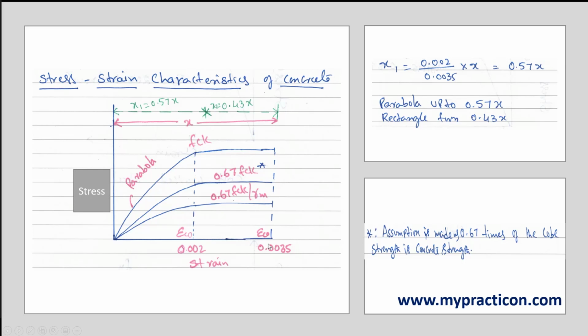The first curve is based on experimental results, and the code recommends 0.65 fck, or 0.67 times the cube compressive strength as the concrete strength. This curve is valid for all grades of concrete, and for design purposes it is further divided by gamma m, so 0.67 fck divided by gamma m is used for design calculations.